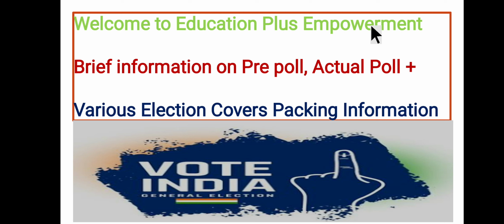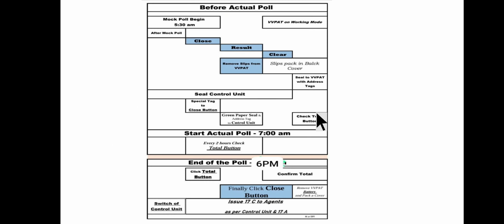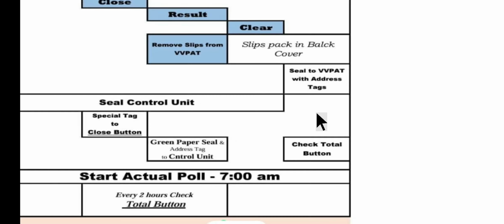Well, in this short video, we will be exploring the briefest information with regard to our election duties. That means our pre-poll activities, the actual polling process, plus we will be doing the packing information by looking at the various election covers supplied by the Election Commission. So dear viewers, let us have a glance at the flow chart so that we can understand in a clear-cut manner. Let's get started with the before actual poll process.